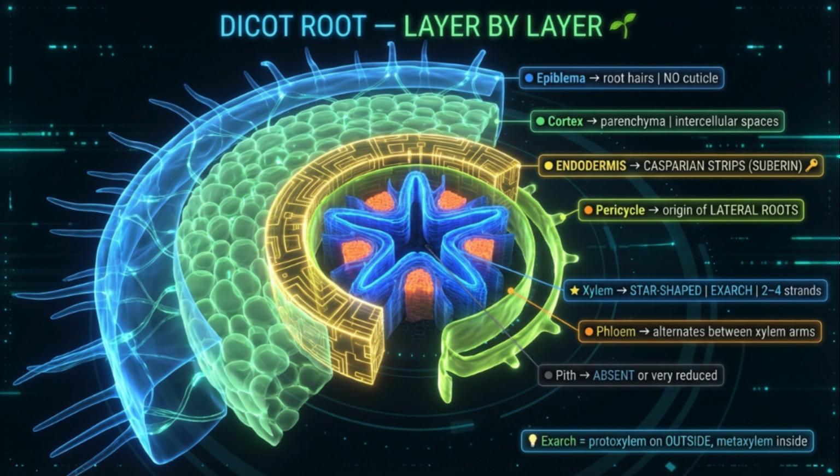At the very center, vascular tissue. Xylem is arranged in a star pattern. This is what NEET diagrams show. The arrangement is X-arc. Proxylem forms on the outside, metaxylem on the inside. In dicot roots, there are 2 to 4 xylem strands, diarch, triarch, or tetrarch. Phloem alternates between the xylem arms, and the pith is absent or extremely small in dicot roots.